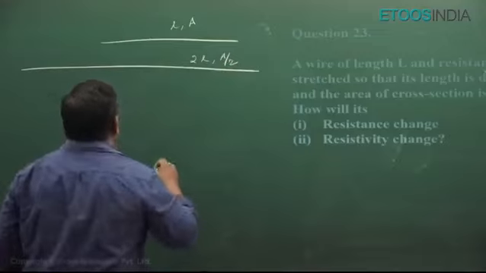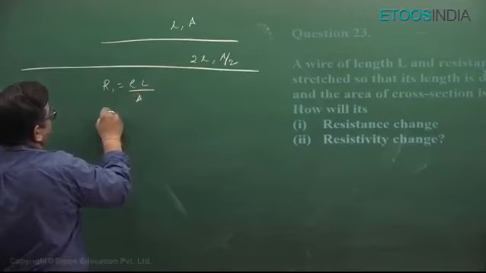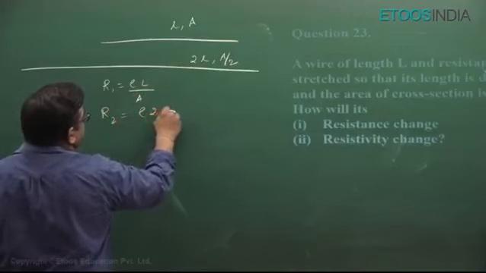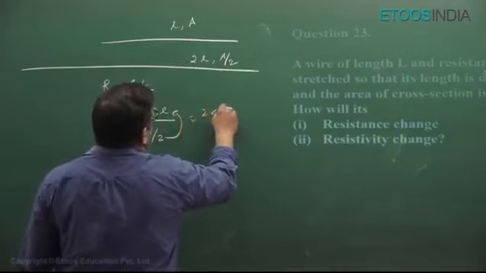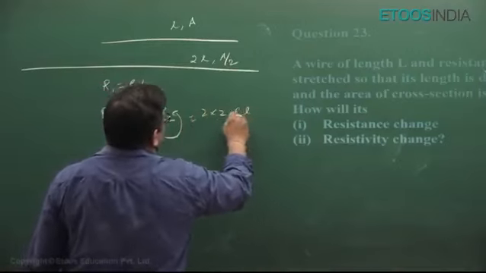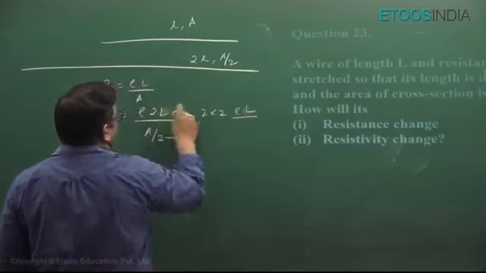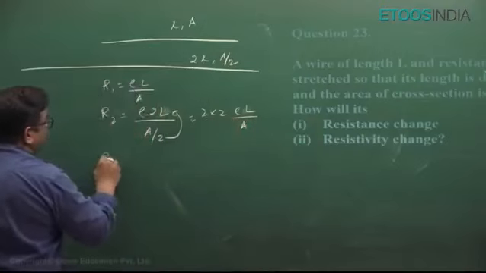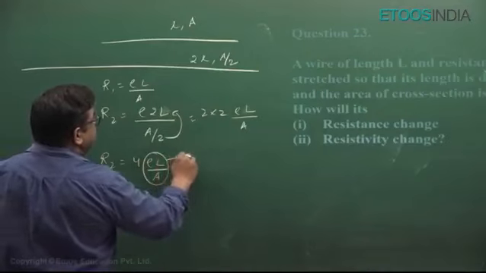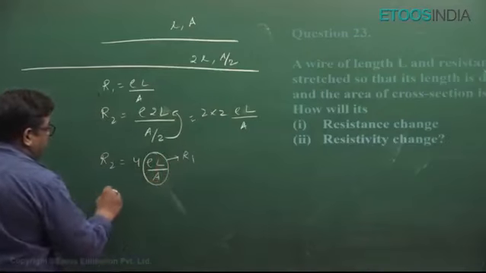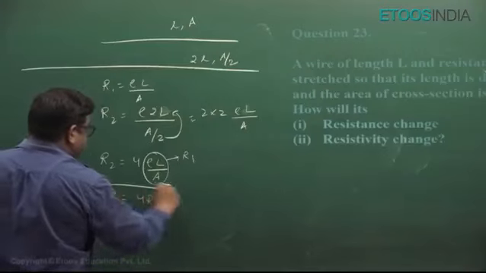So we need to do it in this way. We'll write R1 is equal to rho L by A, and for R2 we write the necessary changes. It becomes 2L upon A upon 2. This 2 goes up, it becomes 2 into 2 rho L by A. Is it clear? So R2 is equal to 4 rho L by A. We know that rho L by A is equal to R1, so the new resistance will be 4 times R1.